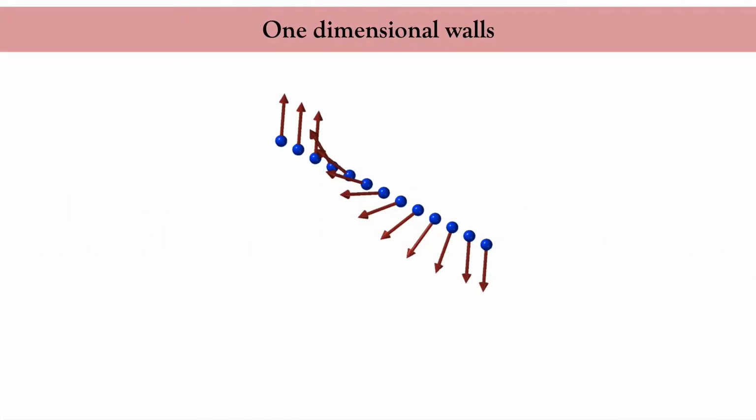So let me consider this one-dimensional Bloch wall. When I apply the magnetic field along the perpendicular direction, the domain with magnetic moments pointing up shall expand, and the domain with magnetic moments pointing down shall shrink.